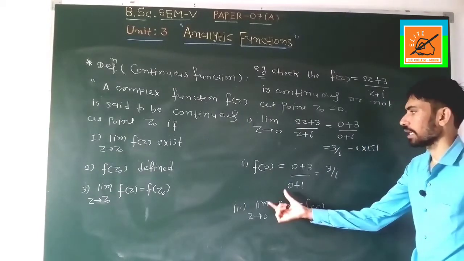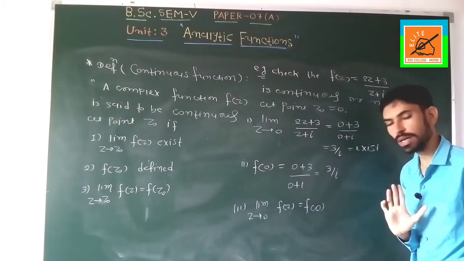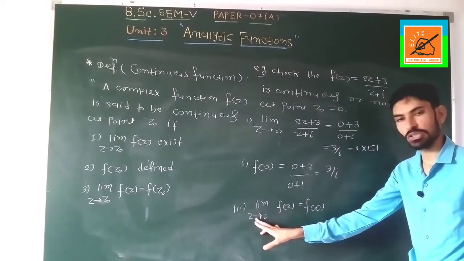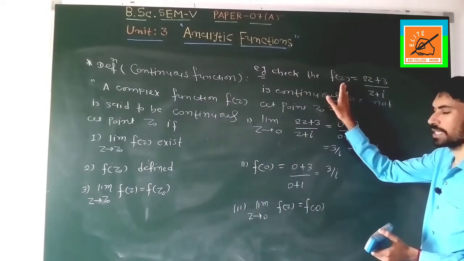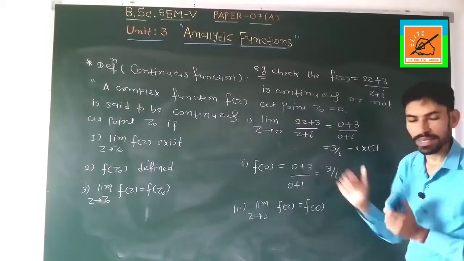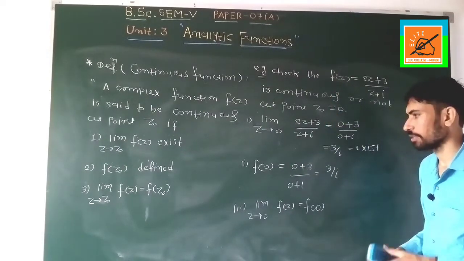So now see, the limit of our function is 3 upon I and the value of our function at the point 0 is 3 upon I. So we write the limit as z tends to 0, f of z is equal to f of 0. So our function f of z satisfies all these three conditions. So we can say our function is continuous at the point z0.